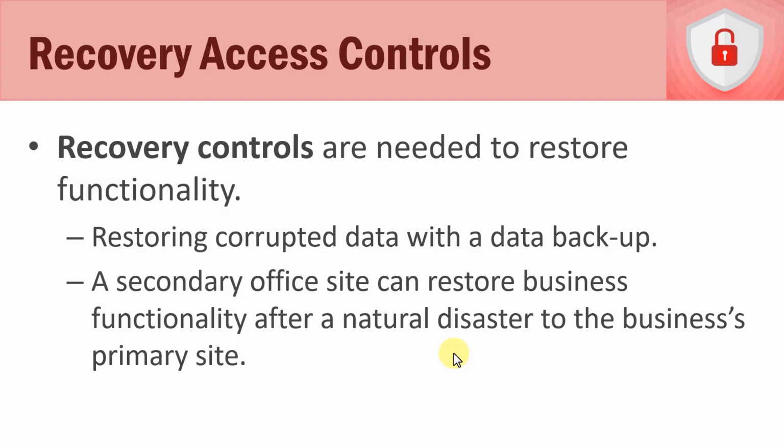Secondary office sites are another example. If we have our main office in an area that's prone to a natural disaster, then we might want to have a secondary site. When we talk about those, there are things such as a cold site, a warm site, and a hot site that will allow us to resume our business operations after a natural disaster occurs if our primary business is no longer capable of doing so.